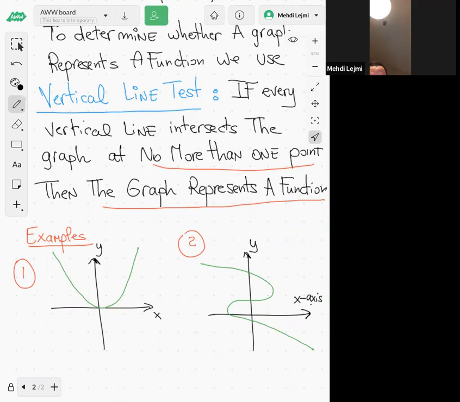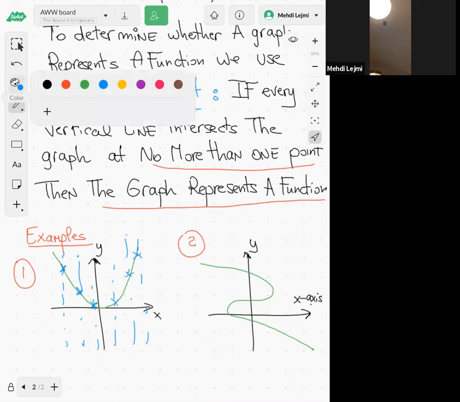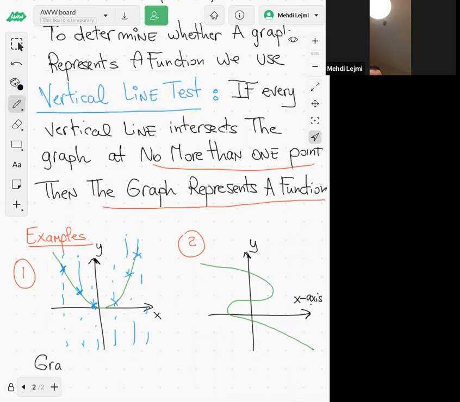Yes, because you take vertical lines, okay? All your vertical lines can intersect the graph at no more than 1 point, right? So here's the 1 point here, 1 point here, 1 point here, etc. So by this vertical line test, this graph is a function. So number 1 is a function, right?